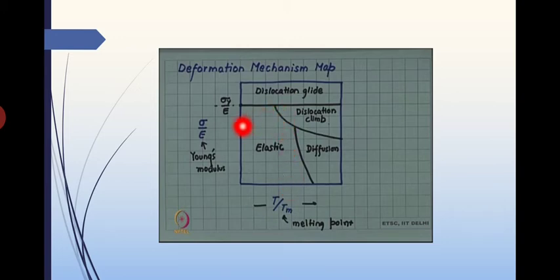Stress should be somewhat medium, and as well as T by Tm also should be somewhat medium.